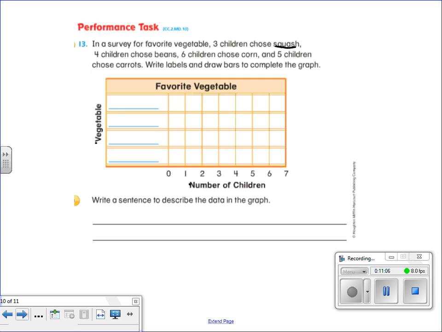So we have squash on line 1, beans on line 2, corn on line 3, and carrots on line 4. Now we just have to go back and look at the numbers. So for squash, it was 3. So I'm going to draw a bar that extends to 3. Now some of you may have just shaded in the boxes. That's fine for this one.